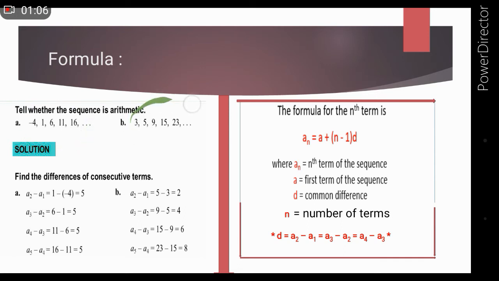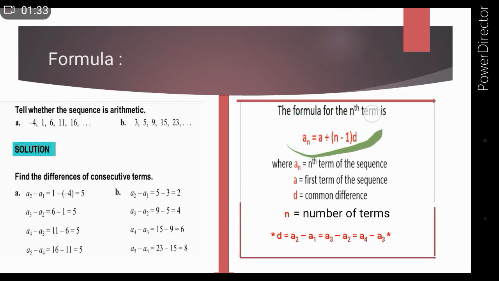Similarly, you can show this in the second example, and its solution is here. Look carefully and find the difference. You can see that the differences between the terms are not the same, so this is not an arithmetic sequence. Now we come towards the formula for the nth term.